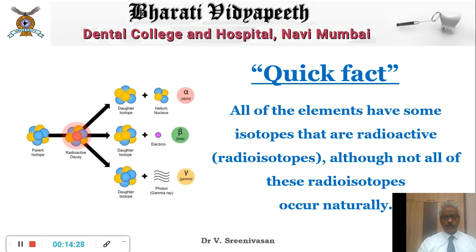Now we know that all elements have isotopes. Isotopes of elements are those which have the same chemical properties, because chemical properties are based on the number of electrons, but their physical properties are slightly different because their atomic weight is slightly different. So they have a different number of neutrons, and some of these isotopes are unstable, and therefore they become radioactive isotopes.